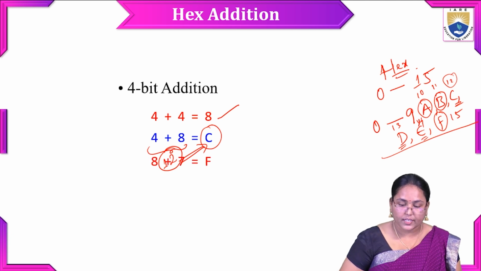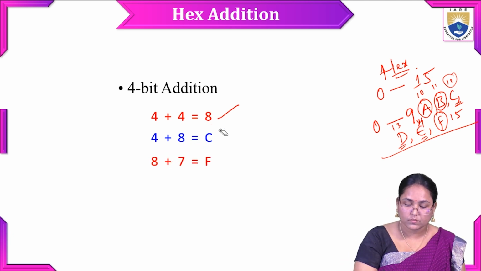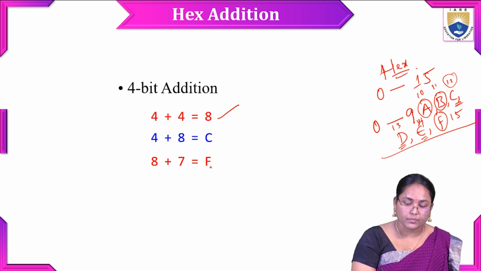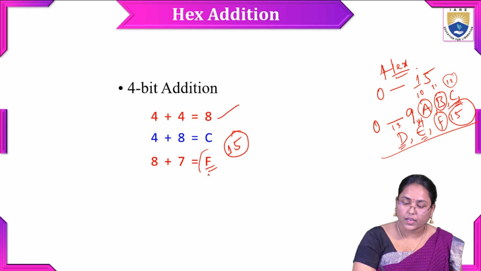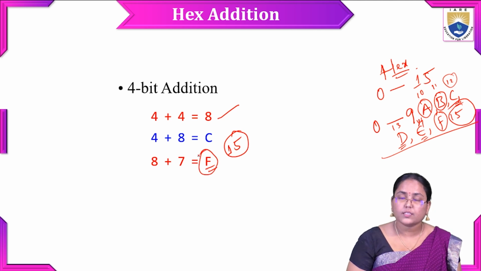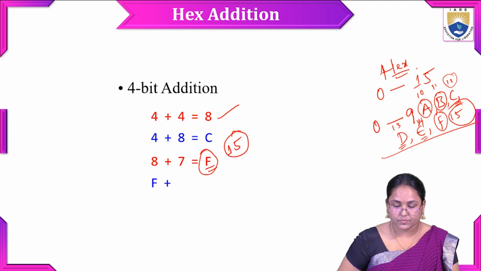Now the next thing is 8 plus 7. Once I add these two numbers, the result is 15, and the hexadecimal representation of 15 is F. Likewise, I'm going to get the next one.